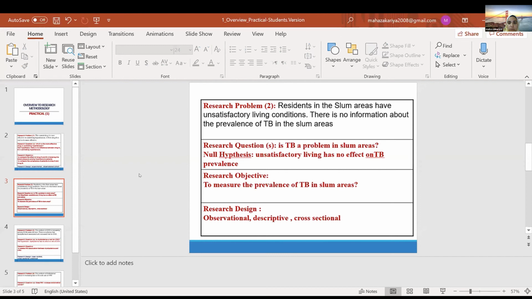I have a comment actually about the research question. Just because it said in the problem there is no information about the prevalence of TB in the slum areas, that doesn't mean it might be really a problem. We just don't have enough information about it. So I don't think you can ask, is TB a problem? Because it's already a problem, but we don't have enough information to prove this problem, as far as I understood.